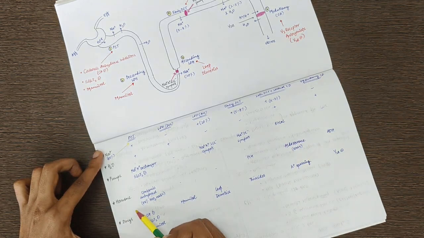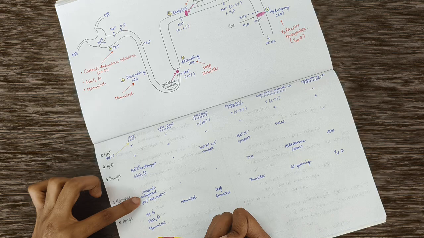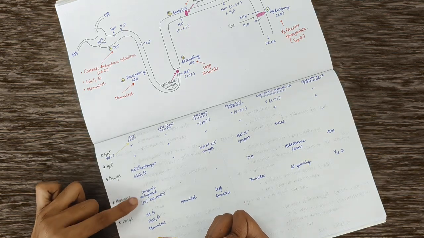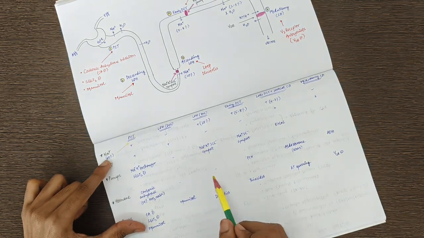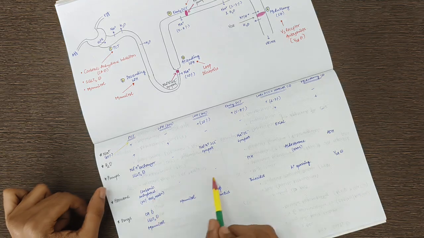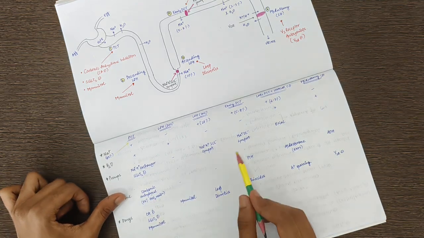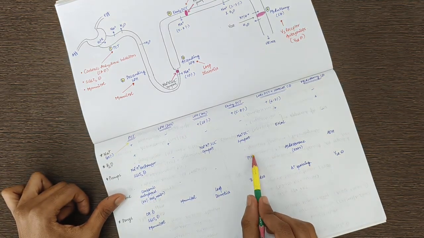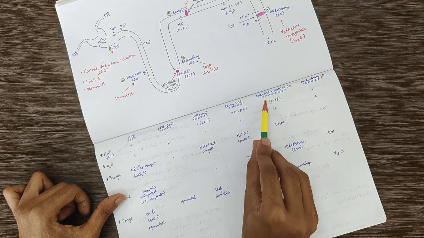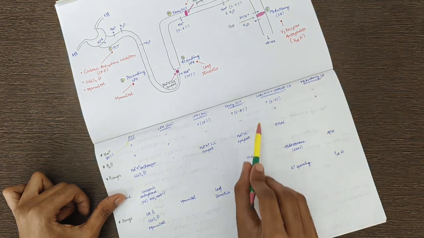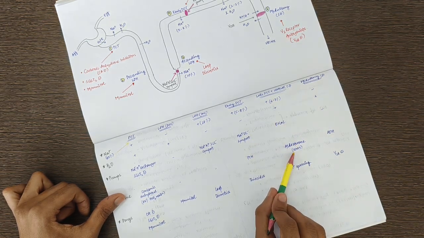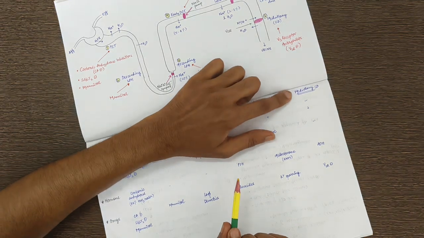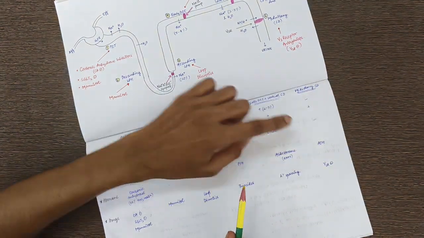What are the hormones acting? In PCT it is carbonic anhydrase. In descending loop of Henle and ascending loop of Henle there are no hormones acting. In early DCT it is PTH. In late DCT and collecting duct, that is cortical type, it is aldosterone acting on RAS. And medullary collecting duct, it is ADH.